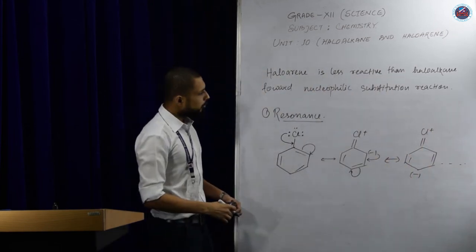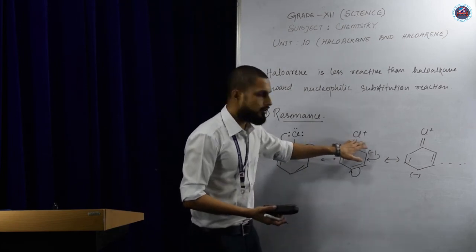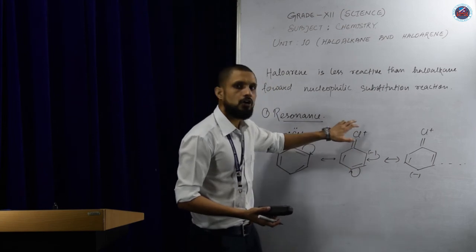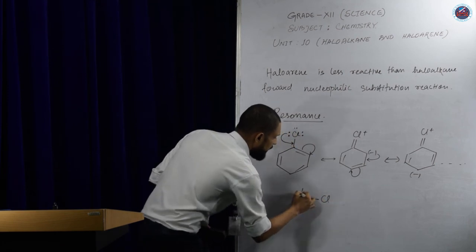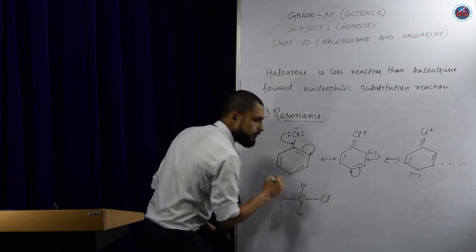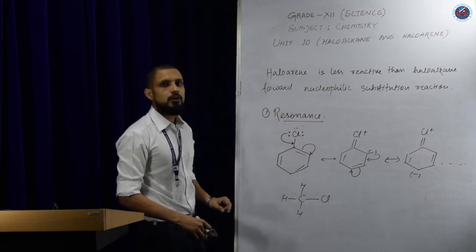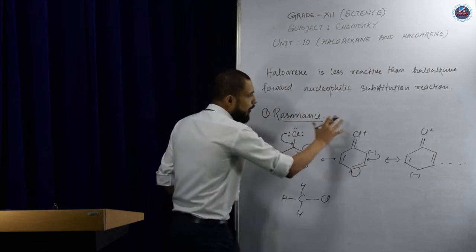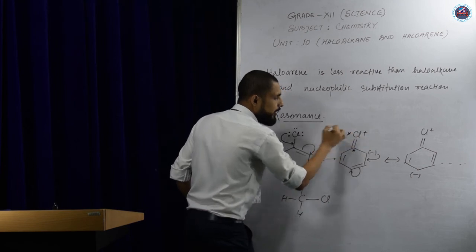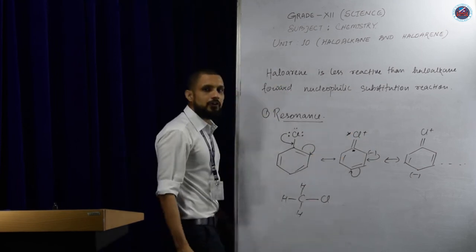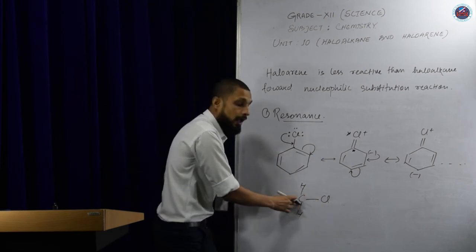Now, you can see from the resonance, there is a double bond character generated between carbon and chlorine, which is not seen in the case of haloalkane. Haloalkane will not show the property of resonance. So haloarene, because of resonance, gets double bond character between carbon and chlorine, and this double bond is difficult to break compared to the single bond in haloalkane.